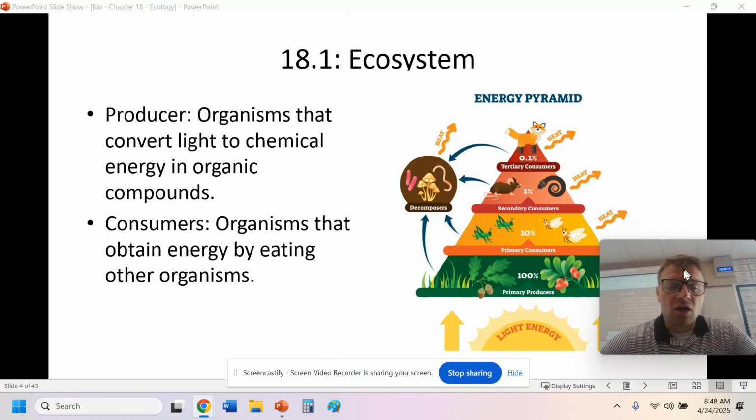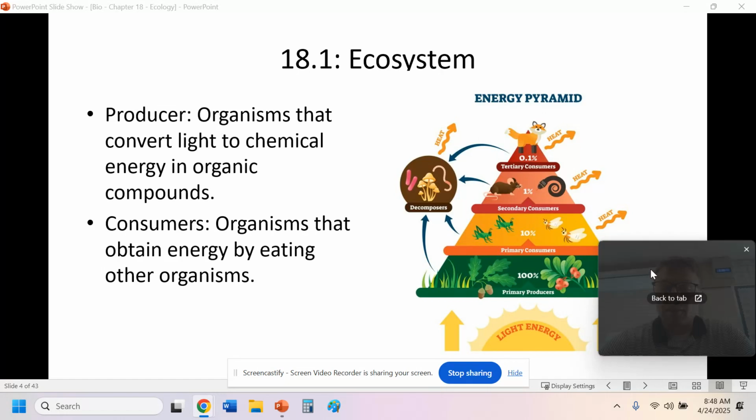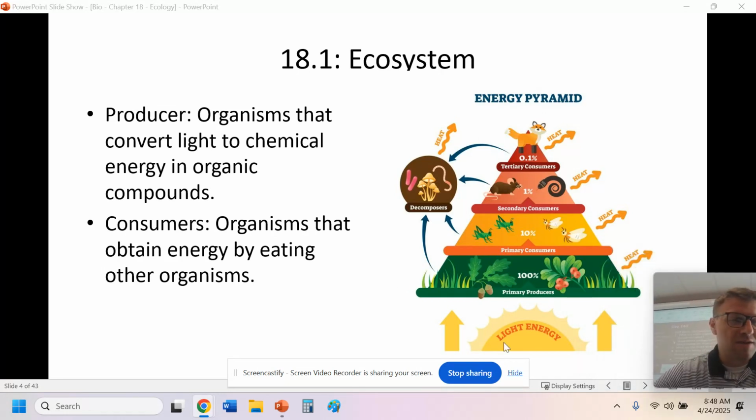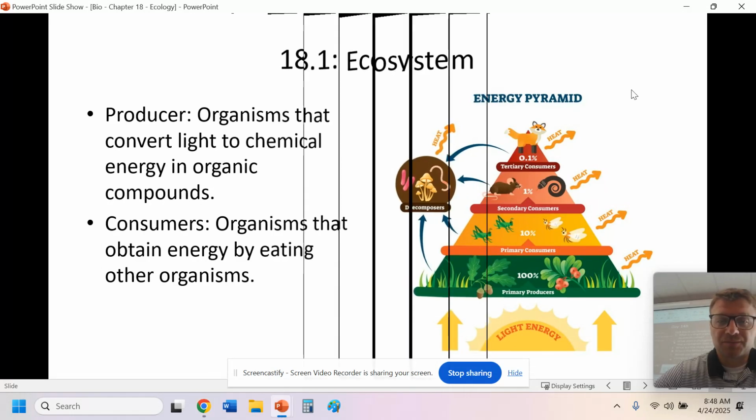Producers and consumers are also called autotrophs and heterotrophs. Autotrophs, or producers, produce their own food through chemical processes, while consumers eat other things for food. We are a consumer since we eat other things for food, but producers are part of the ecosystem where they're kind of the bottom of the ecosystem. I say bottom, but they're kind of like the foundation of an ecosystem. We need producers to have consumers.